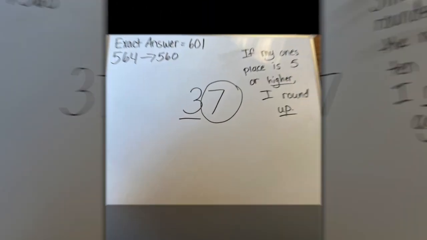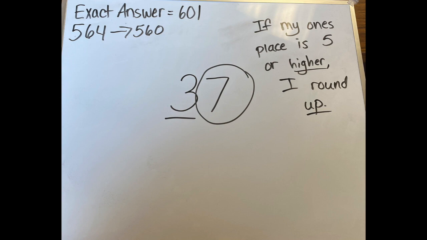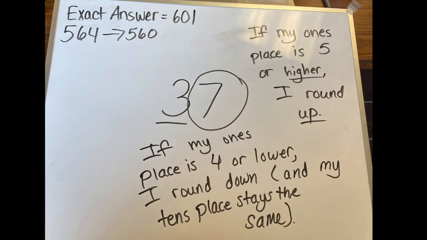So I have the number 37. Just like last time, I underlined my tens place, and I'm circling my ones place. And I need to ask myself about the ones place. Is the ones place 5 or higher? If it is 5 or higher, I'm going to round up. If my ones place is 4 or lower, I round down. And then my tens place would stay the same.